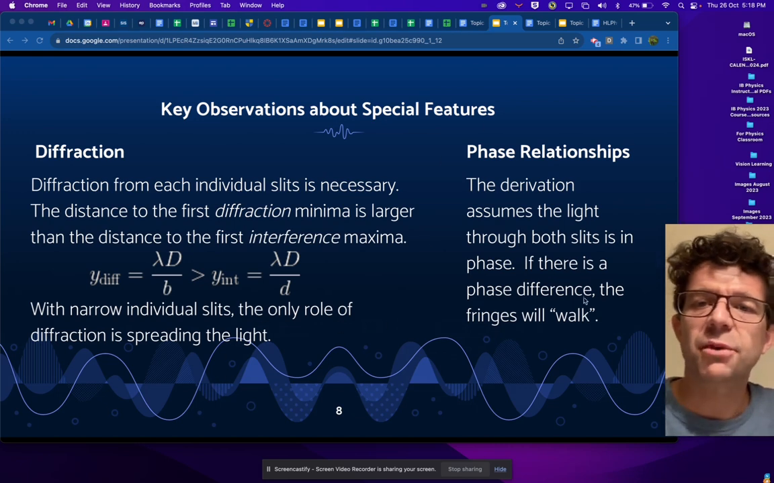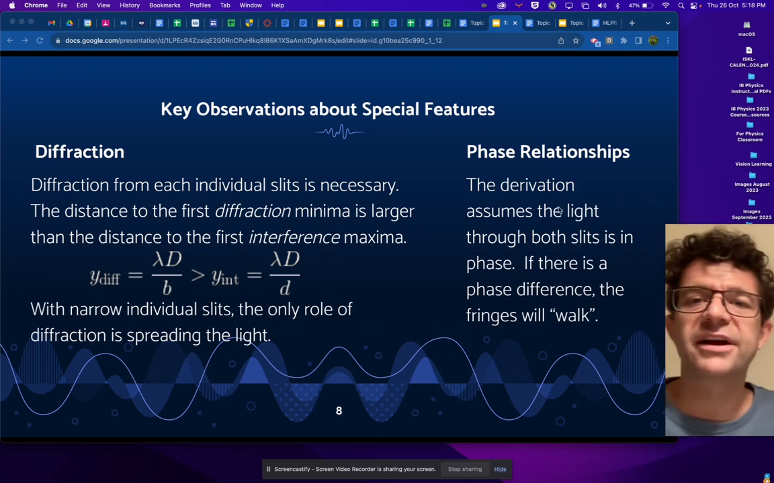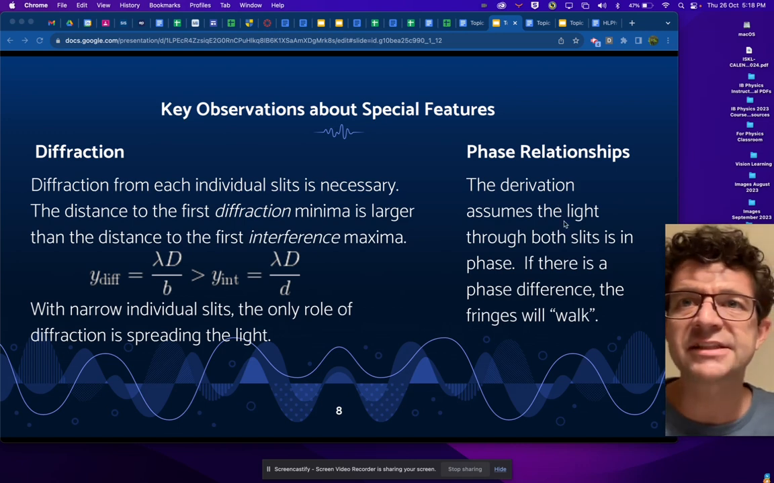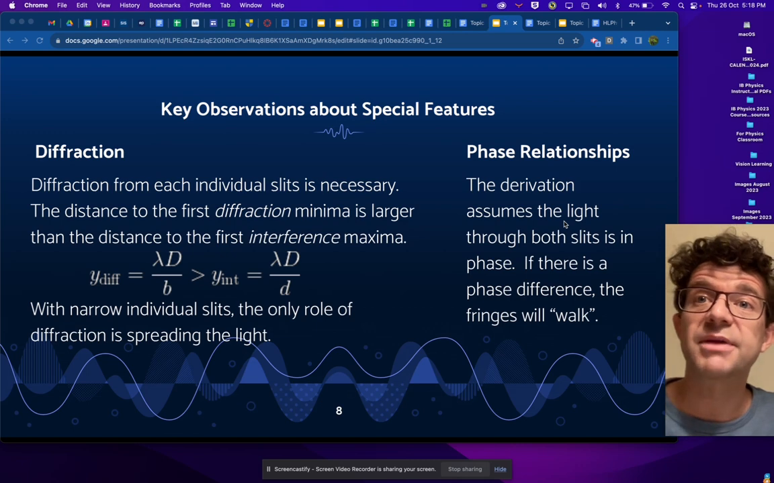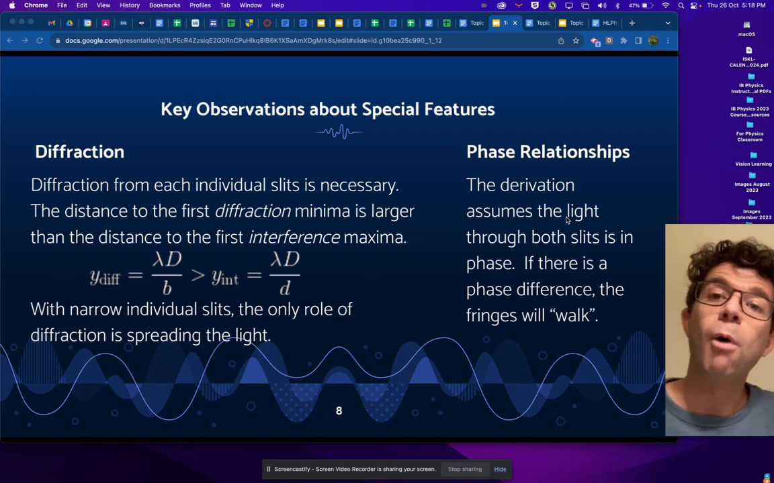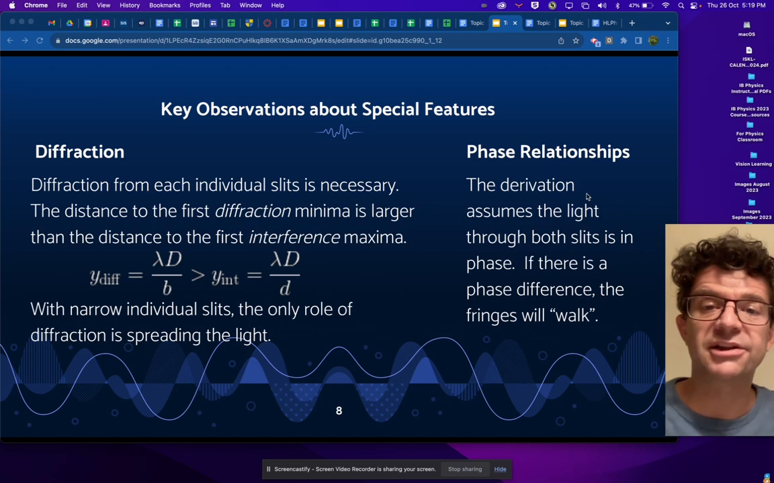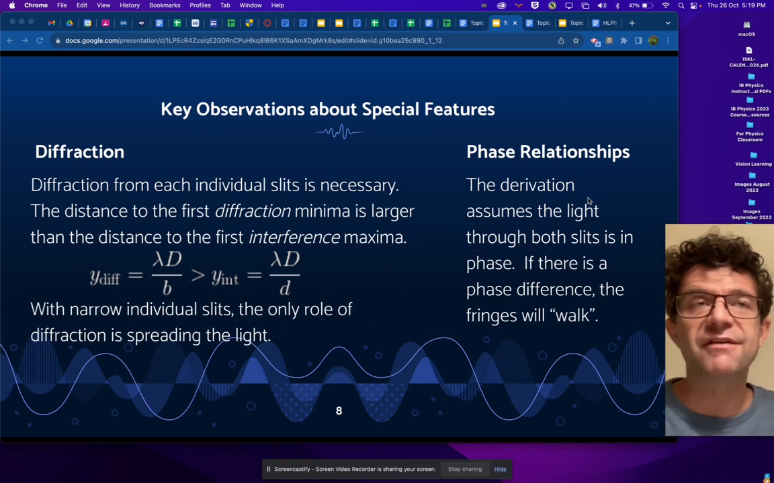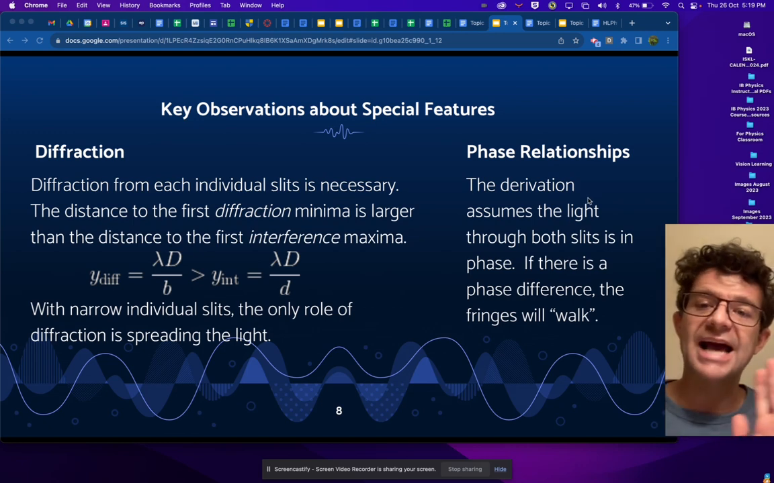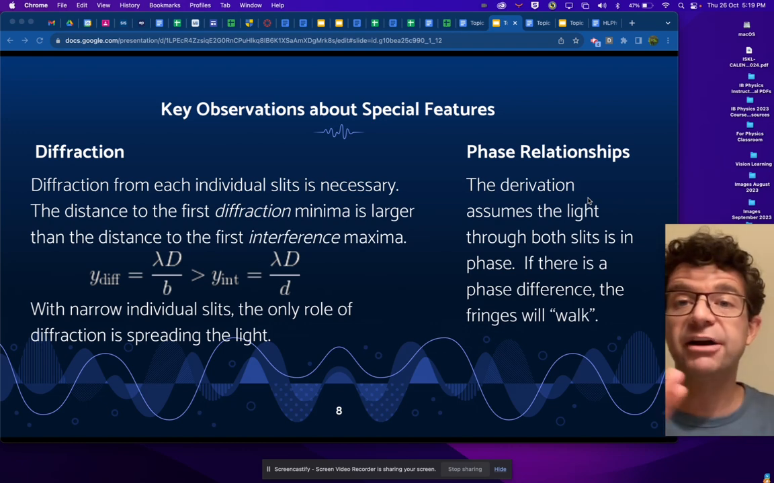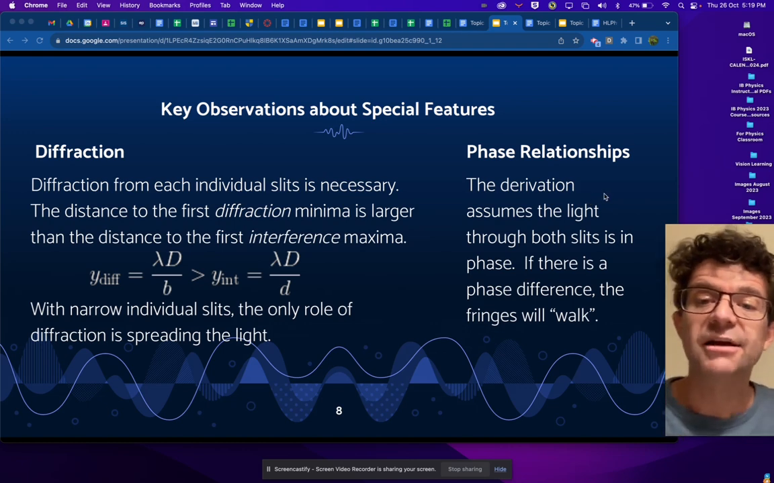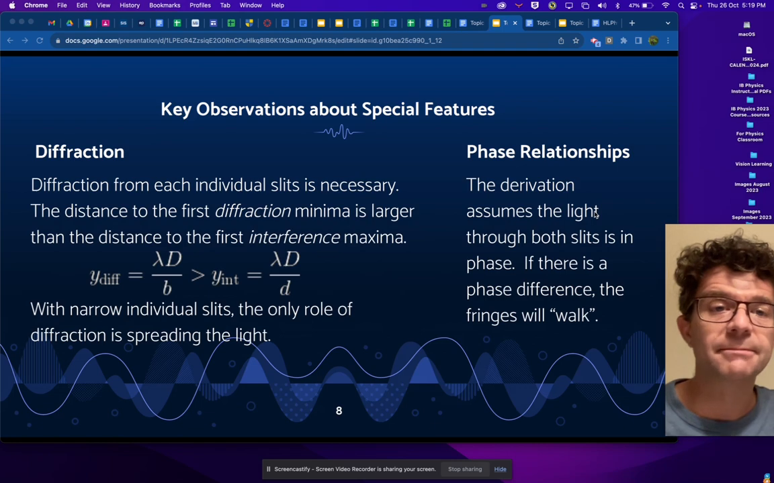The other thing that's important is that we assume that the light that's coming through both slits is in phase. There are experiments that you can set up that put an intentional phase difference between the light from the two slits. And when that happens, the central won't necessarily be a maximum. The fringes can walk a little bit to the left or to the right. So you could actually have a minima if the light was exactly out of phase, that there was a pi/2 phase difference between the light from the top slit and the bottom slit.